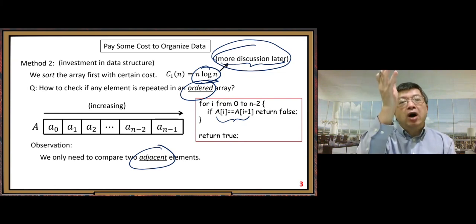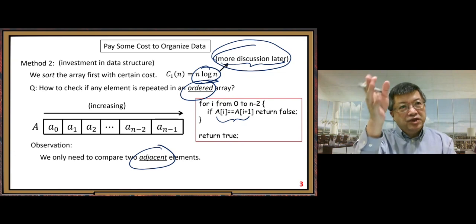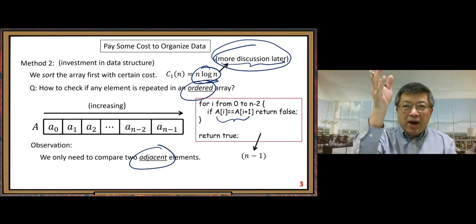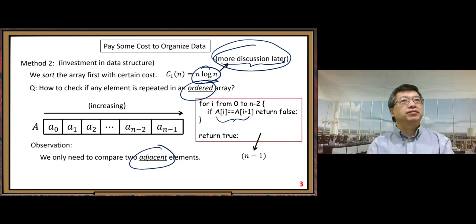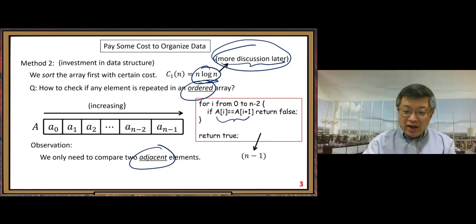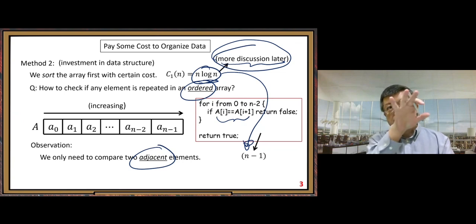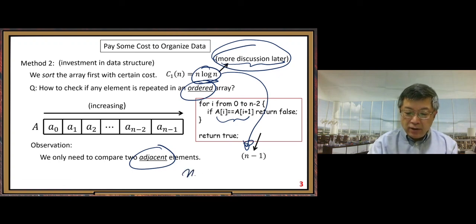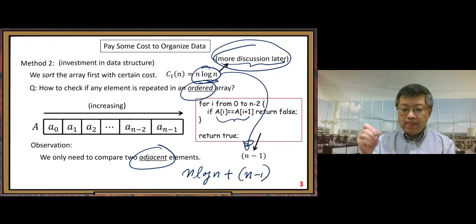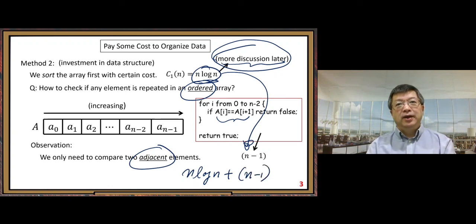Then, number of operations. In this for loop, you can see n-1 operations. Now, you can see we need to combine the cost of these two, because we do operations in two places. So we need to put them together. So the final running time efficiency function is n log n plus n-1.